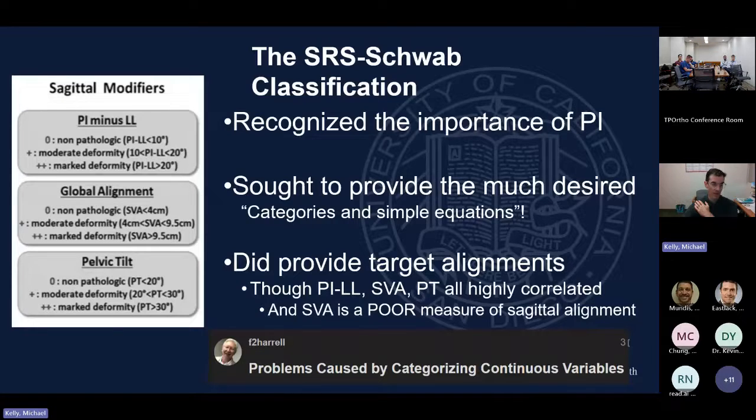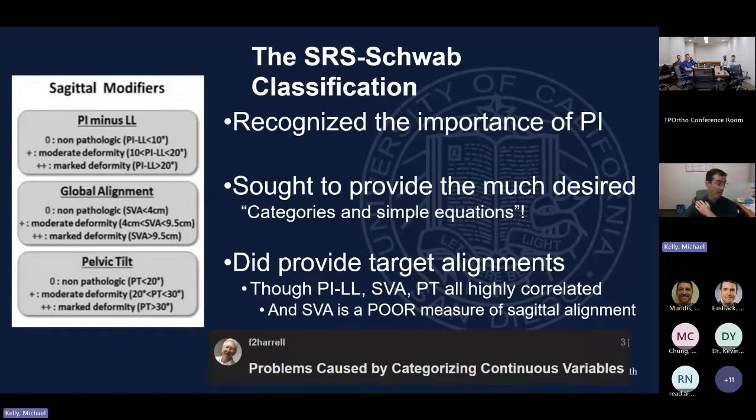simple equations. We love categories. We love classifications. How do you classify this tumor? How do you classify this trauma? We love it, though classification tends to lead to misclassification bias. And I think you can see that very clearly here in Frank's classification system, where PI, and notice that his is not absolute value of PI minus LL, which it has now become, which is a 20-degree window, right? In a subsequent paper, someone said, oh, well, maybe it's absolute value of PI minus LL.